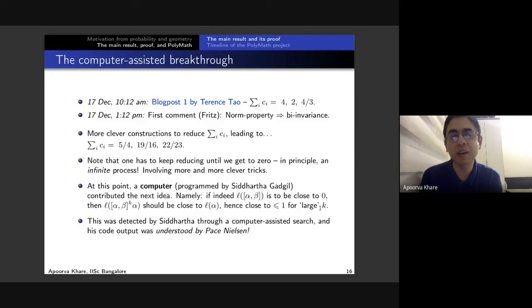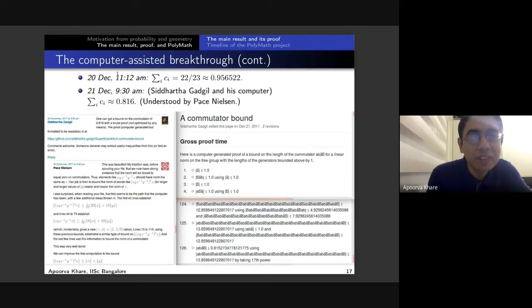So here is first of all the timeline. On the 20th of December in India, let's say at 11 a.m., somebody in the world got 22/23. And then on 21st December, 9:30 a.m., this was improved by Siddharth to 0.816 from 0.95. So this is almost like a 100-meter race, and people are shaving off hundredths of a second and tenths of a second. And this was really shaving off almost 0.15.